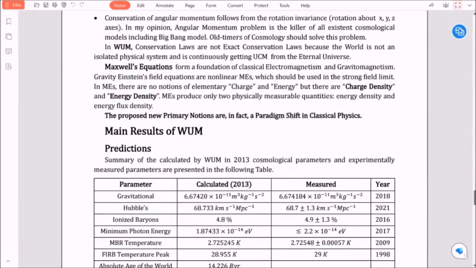Maxwell equations form a foundation of classical electromagnetism and gravitomagnetism. Gravity: Einstein's field equations are nonlinear Maxwell equations, which should be used in a strong field limit. In Maxwell equations, there are no notions of elementary charge and energy, but there are charge density and energy density. Maxwell equations produce only two physically measurable quantities, energy density and energy flux density. The proposed new primary notions are, in fact, a paradigm shift in classical physics.